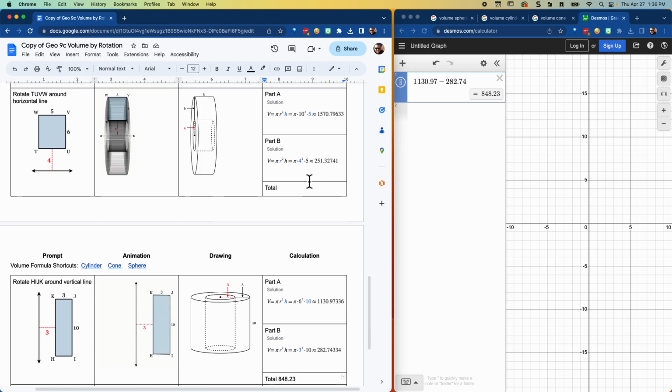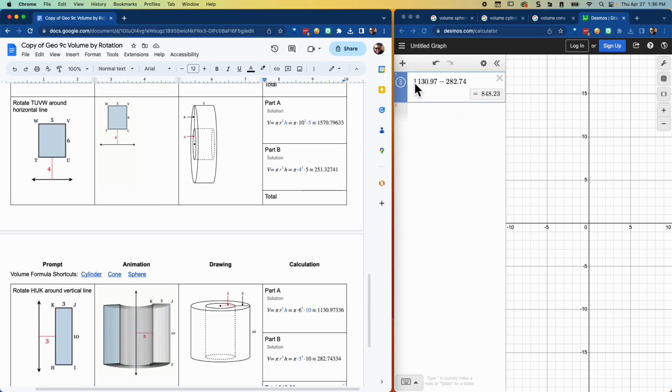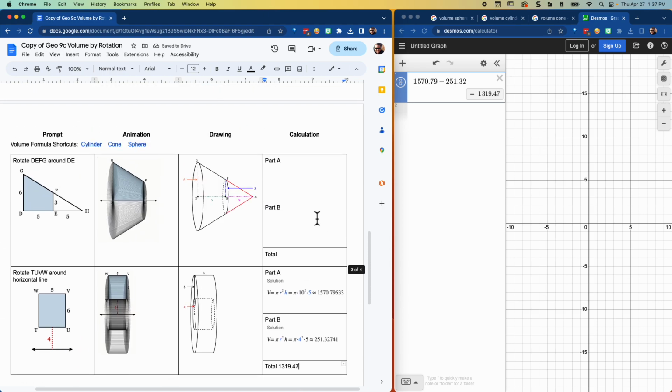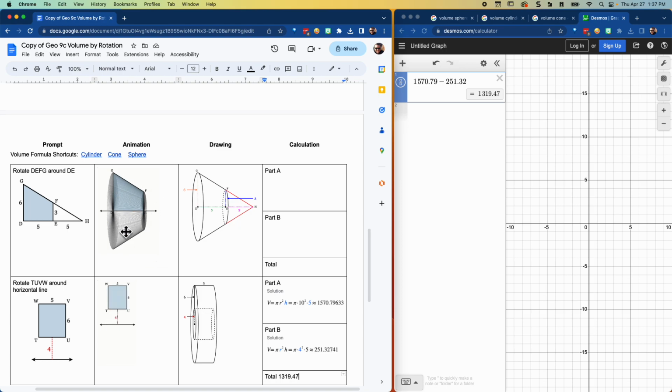But let's do the same thing for these numbers. We have 1570.79 minus 251.32. And I'm not really rounding off. I'm just truncating or chopping off after a couple of digits. And that gives me 1,319.47.